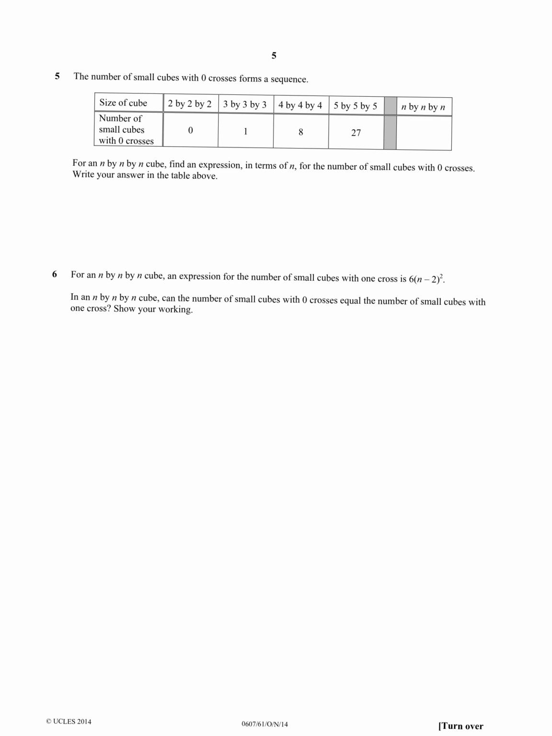Right. What have we got here? Number of small cubes with 0 crosses forms a sequence. Okay, so there were none here. 1 in a 3 by 3 by 3, 8, 27. Now I'm recognizing these numbers. These are my cube numbers. And so for an n by n by n cube, write an expression in terms of n for the number of small cubes with 0 crosses. Okay, now these are my cube numbers, but it's not quite as straightforward as 3 cubed, because 3 cubed doesn't give me 1, 3 cubed gives me 27. So we need to make some sort of shift.